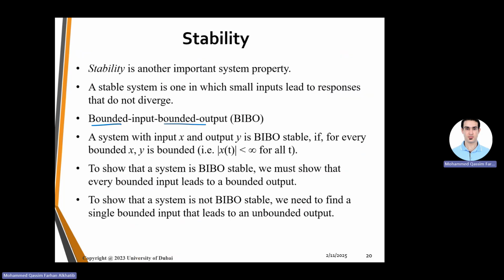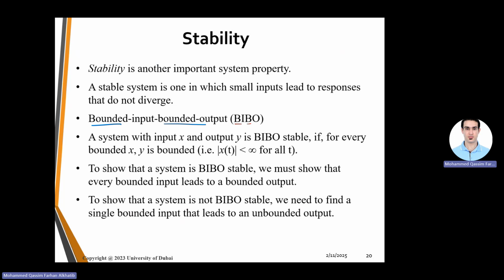All right. Now, stability is one of the simple concepts here. You just look at the amplitude, and if it does not go to infinity, then the system is stable. So stability is another important property. A stable system is one in which small inputs lead to responses that do not diverge or go to infinity. So usually for stability, we look for bounded input, bounded output. The condition for stability is that if I apply a bounded input, and the output of the system is bounded, then my system is stable.